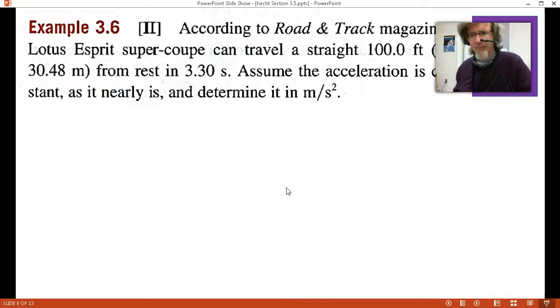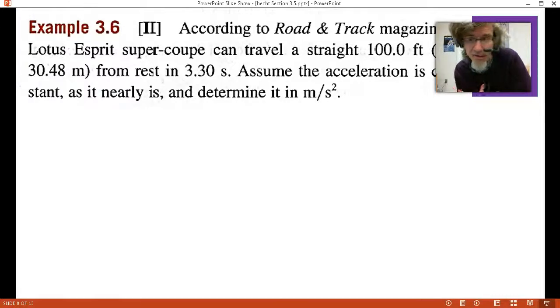All right, next one. Let's apply this. Let's do a problem. According to Road and Track magazine, a Lotus Esprit Super Coupe can travel a straight line, 100 feet, so 30.48 meters, from rest in 3.30 seconds. Assume the acceleration is constant, so that tells you something.